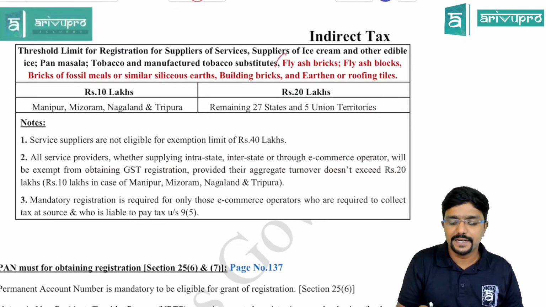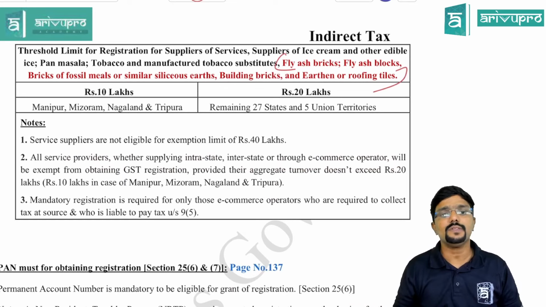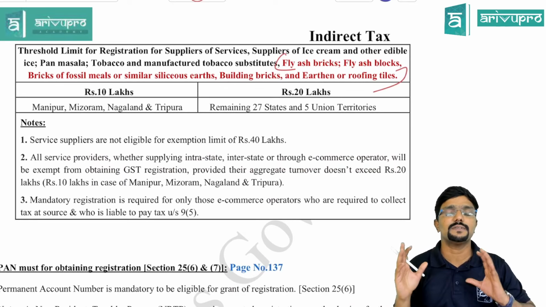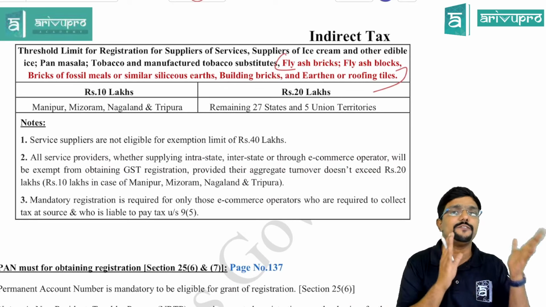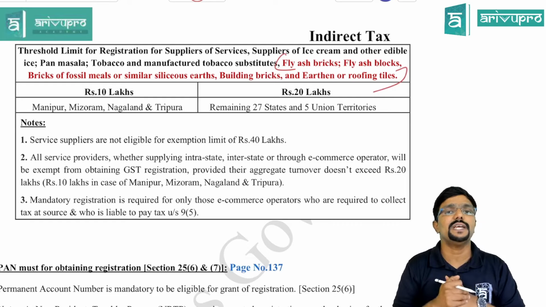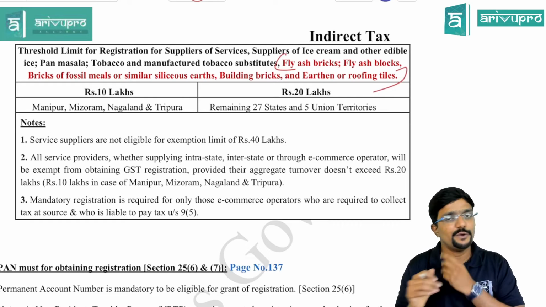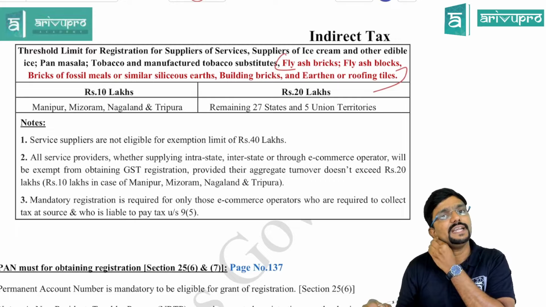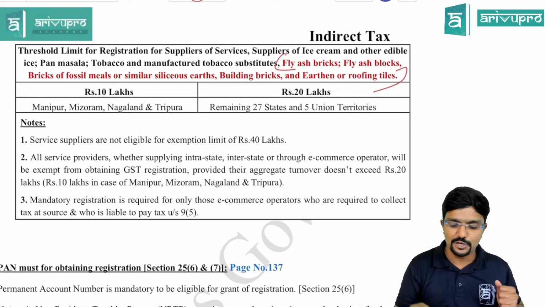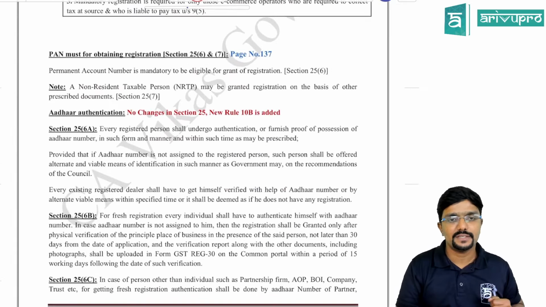where these additional items are added, guys. So if you are supplying the following items, the threshold limit will be 10 lakh if you are from MMNT. If you are from any other states or union territories, then the limit would be 20 lakh. Fine. Chalo guys, we'll go to the next thing.